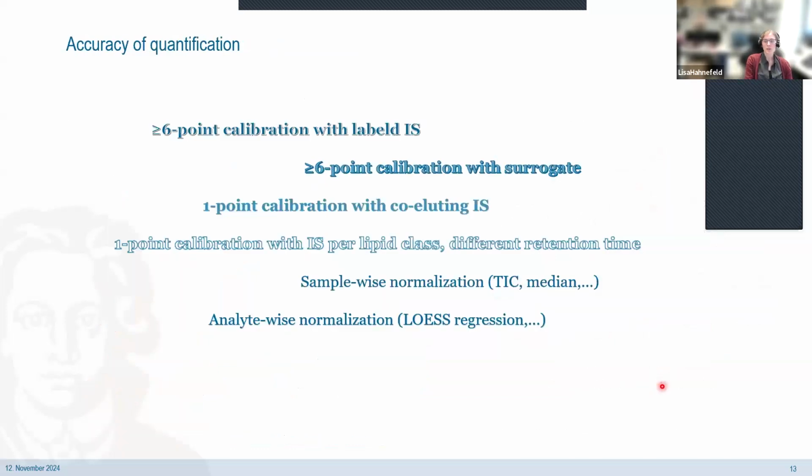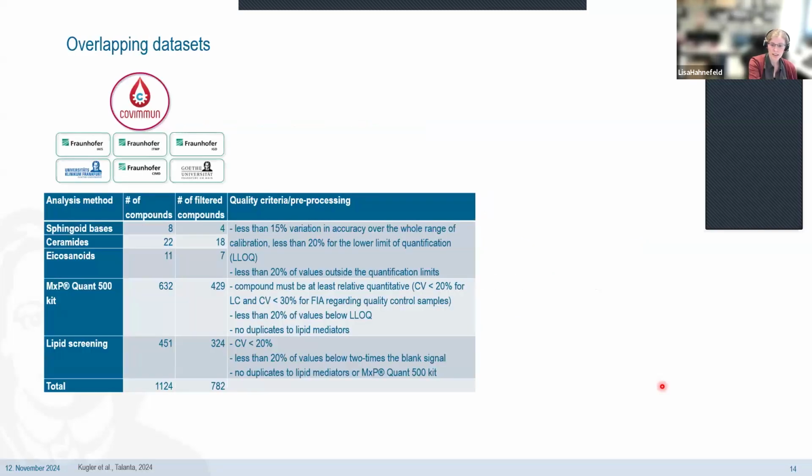Sadly, the problems don't stop here, because you also have to consider the accuracy of your quantification. And in the lipidomics area, there are several different quantification strategies, and I think all of them have their valid points and their valid applications. But now, what do you do when you have one data set or one study with different assays, with different quality criteria, different quantification approaches?